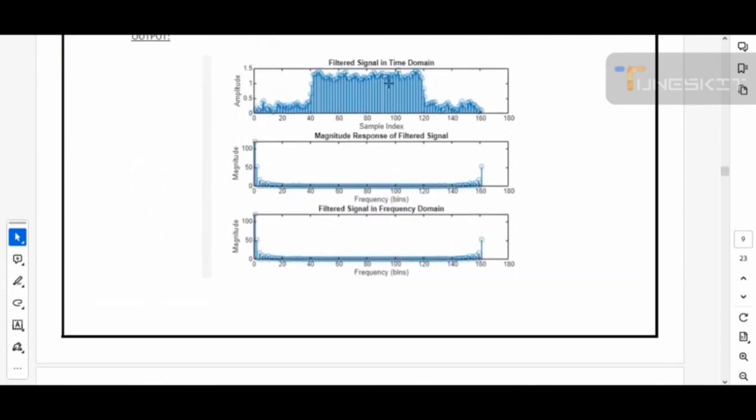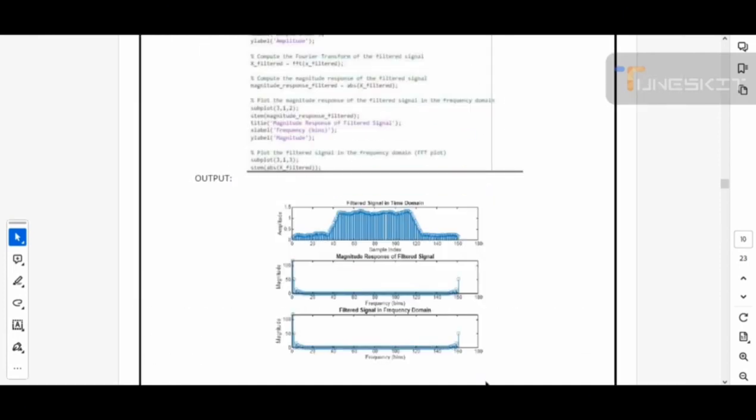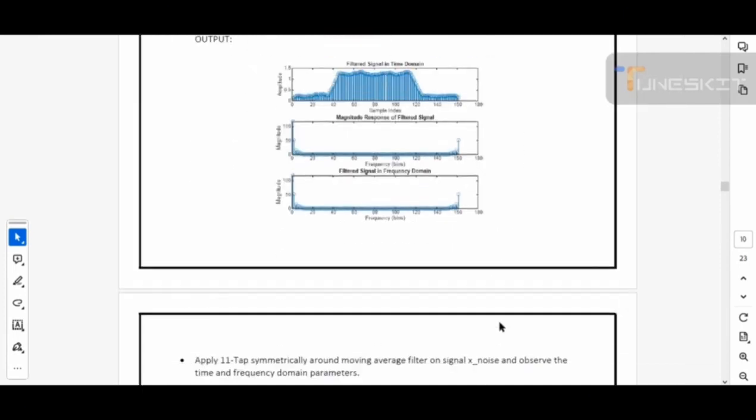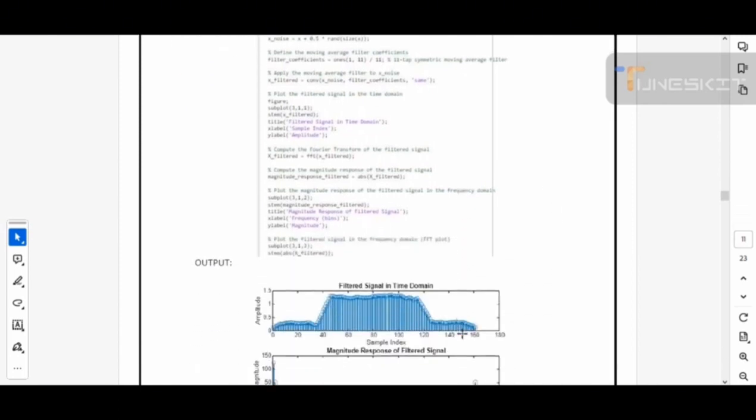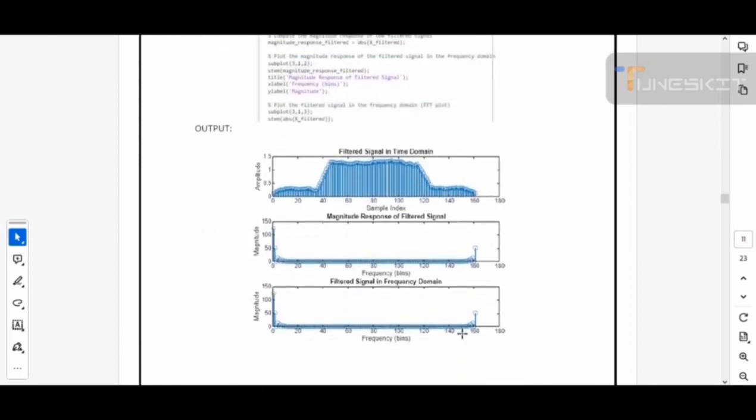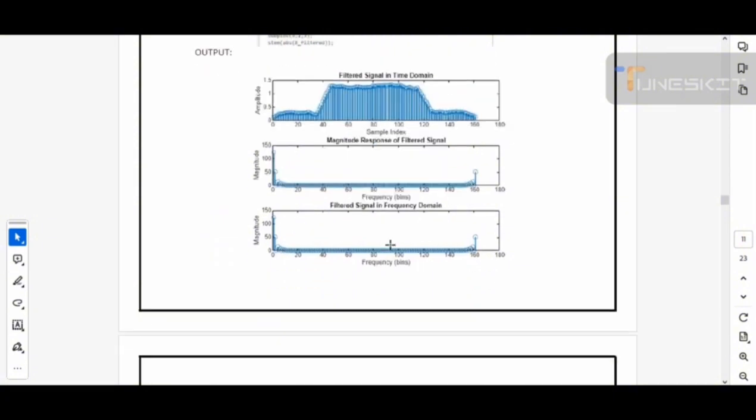The first is the filtered signal in the time domain, then the magnitude response of the filtered signal, then the filtered signal in the frequency domain. The next lab task we have been given is to apply the 11-tap symmetrical moving average filter on the signal x noise and observe the time and frequency domain. Here we have to make the filter, with x equal to 0 and all the commands that we used in the previous code.